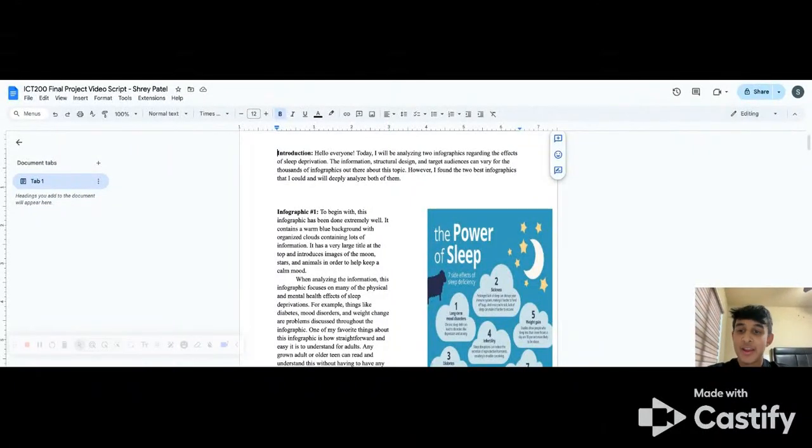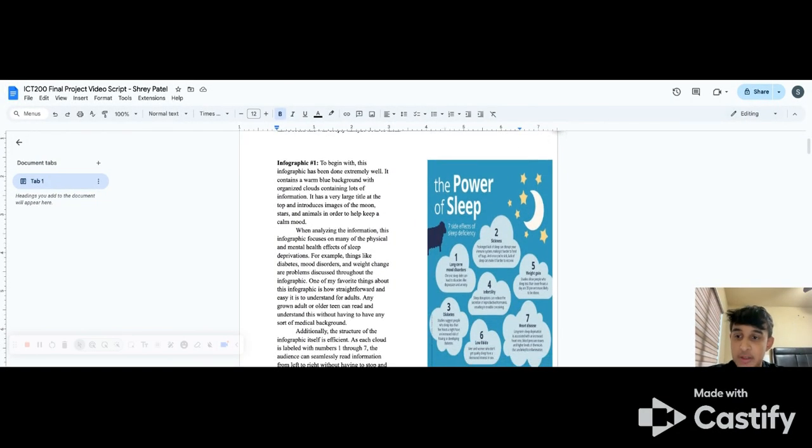Hello, everyone. Today, I will be analyzing two infographics regarding the effects of sleep deprivation. The information, structural design, and target audiences can vary for the thousands of infographics out there about this topic. However, I found the two best infographics that I could and will deeply analyze both of them.